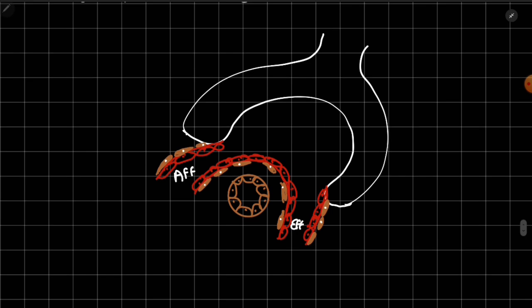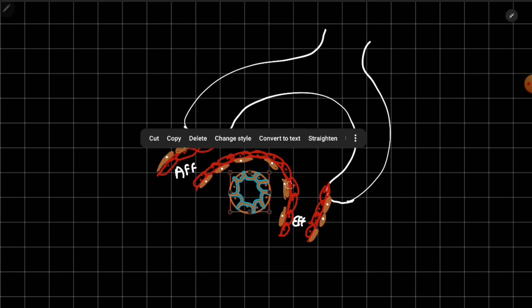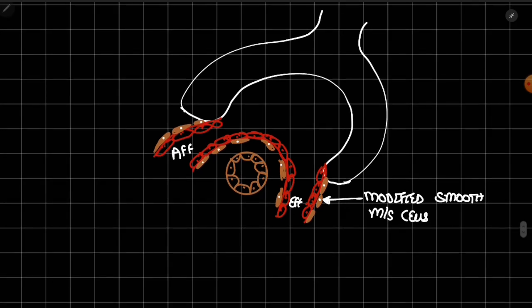Then you can see this endothelium. Okay, this is the endothelium of capillaries, and these brown cells. What are these brown cells? Basically these are modified smooth muscle cells around the blood capillary. Okay, and here's the catch.